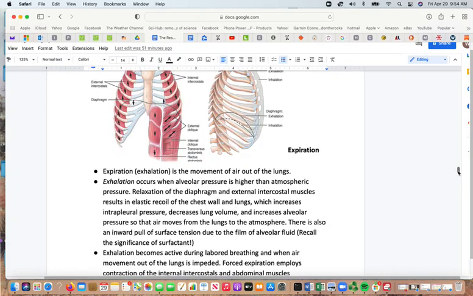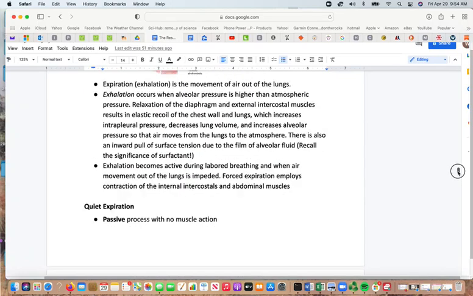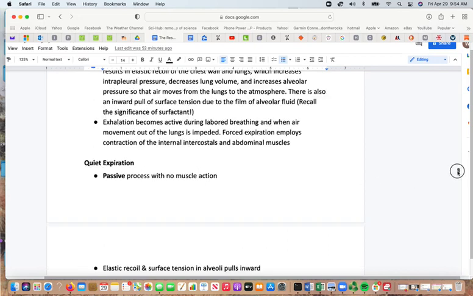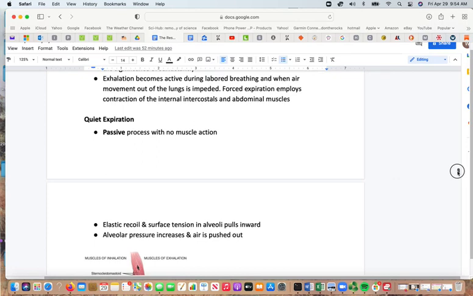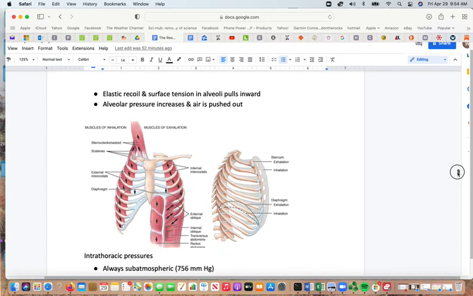So exhalation does become active during labored breathing when the air moving out of the lungs is impeded. Then you can employ forced expiration, and you'll use the intercostal muscles and abdominal muscles to help with that process. So for quiet expiration, it's a passive process. There's no muscle action. It's just the elastic recoil going back to their normal place. The alveolar pressure will increase and push the air out.